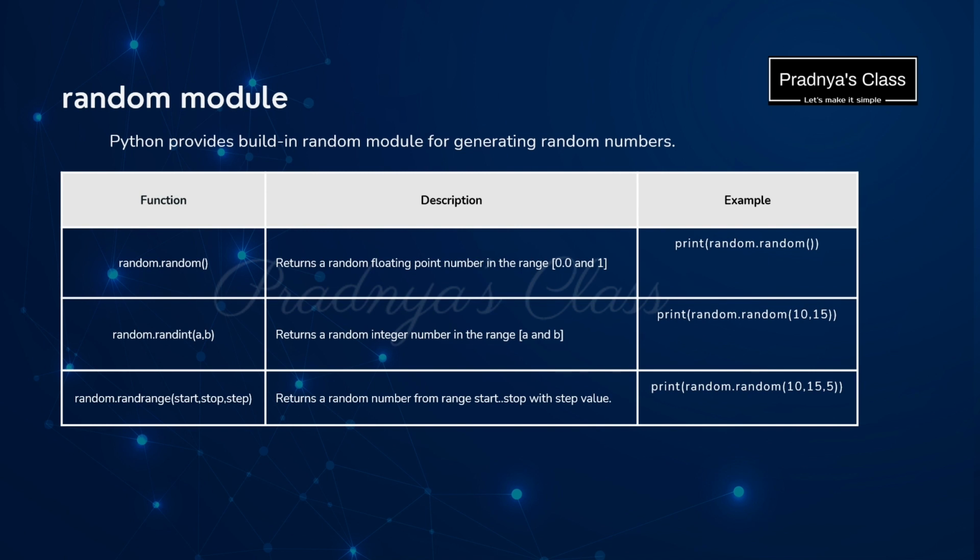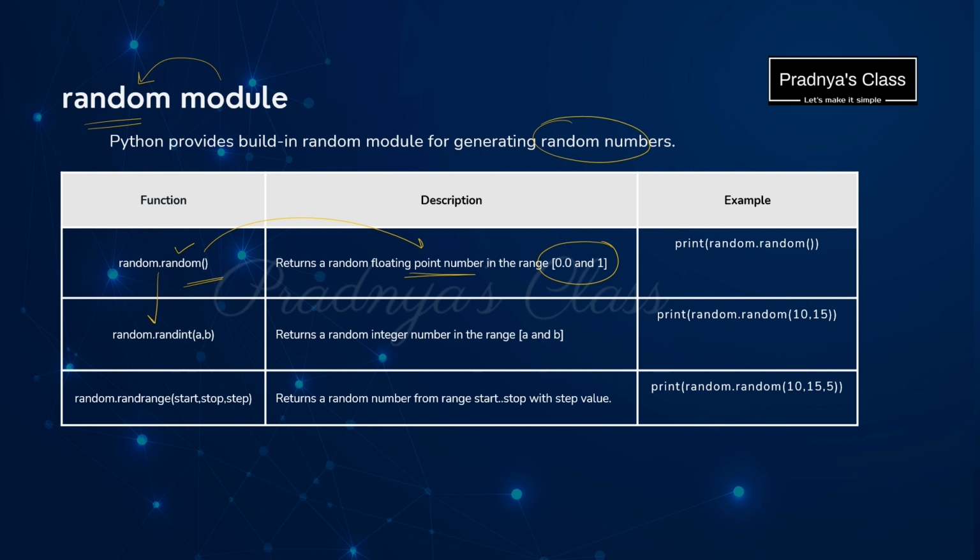Now moving ahead to the important module, that is random module. It is used to generate random numbers. Based on this topic, you will be getting question where you need to guess the output of the given code. For that, you should know these functions. The first function is random. Random function generates floating point number in the range 0.0 to 1.